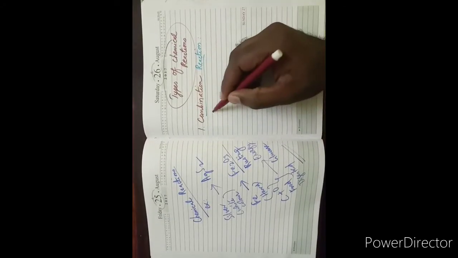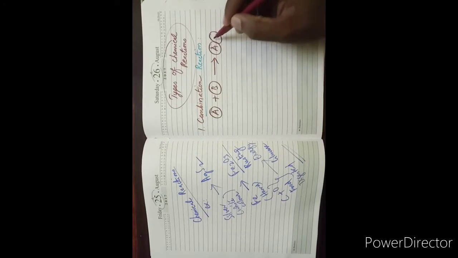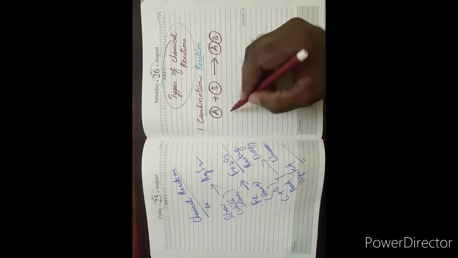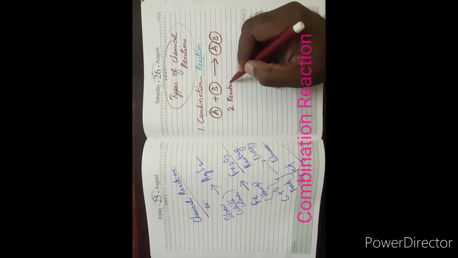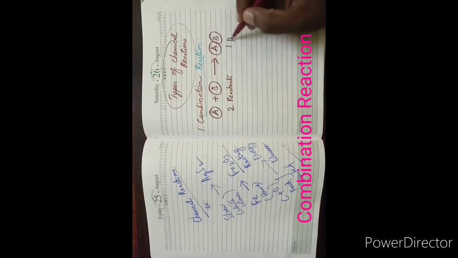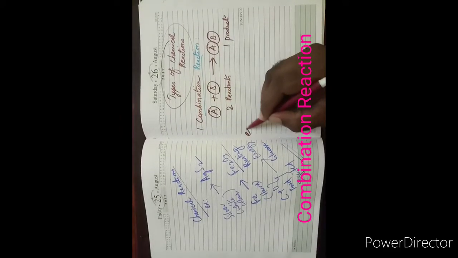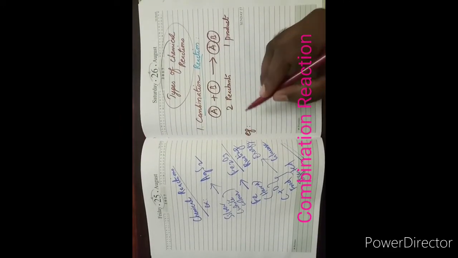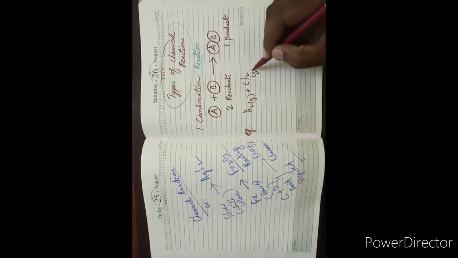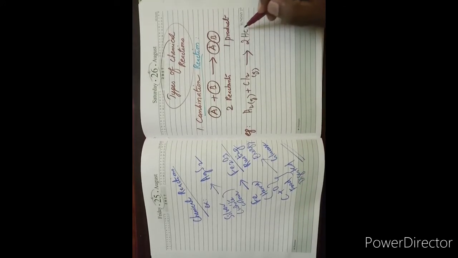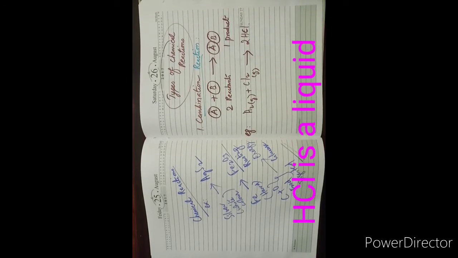In combination reaction there is a formula A plus B gives AB. This is a reactant and this is a reactant. So two reactants are combined to form one product. This is a type of chemical reaction. This is called combination reaction. Example, see here, hydrogen gas plus chlorine gas combines to give 2 moles of hydrochloric acid, which is also a gas.